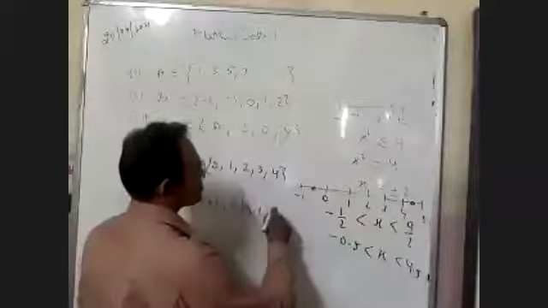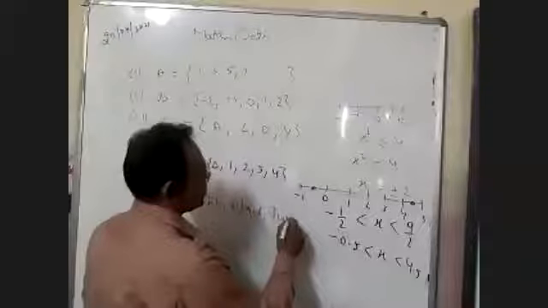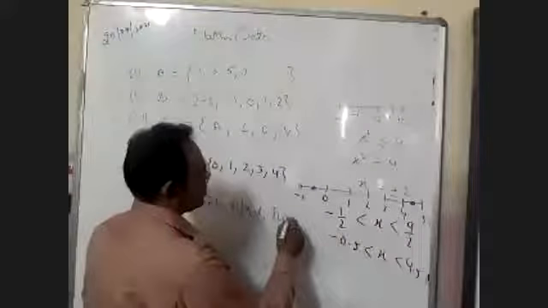Then July and August both have 31 days, and November. These are the months. November. ठीक है? These are the months which are having 30 days. ठीक है? This is the solution of this. Next part है.